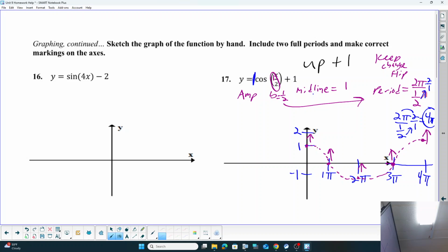Midline, we're shifting it up 1. So that means we're going to be up here at 2. And then down to 1 at pi. And then down to 0 at 2 pi. And then back up to 1, shifting it up 1 every point. Shift up 1. And there's our answer.